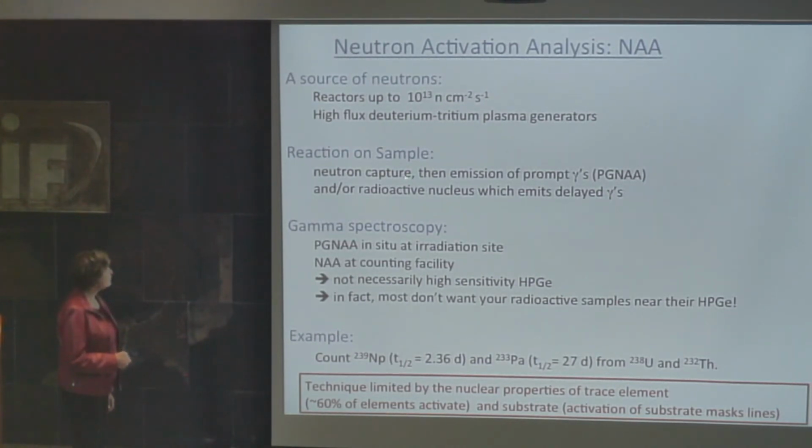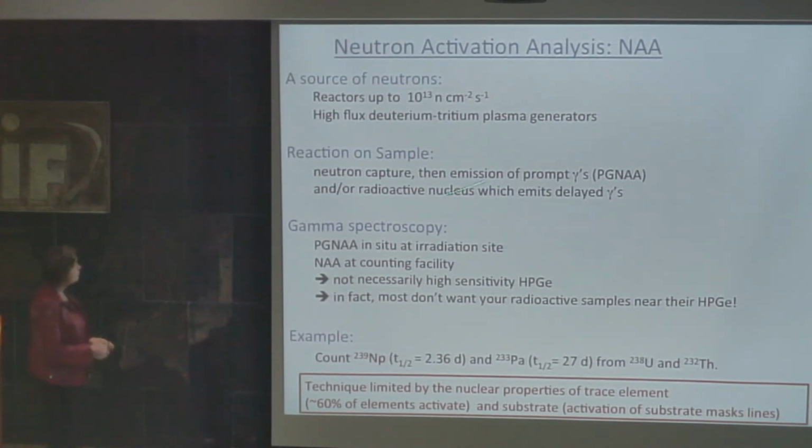You have neutron capture, and then there's the emission of gammas from the capture as the nucleus de-excites. And you might also end up with a radioactive nucleus which emits delayed gammas. So this is prompt gamma NAA and delayed gamma NAA for obvious reasons, if you're going to do gamma spectroscopy and look at it.